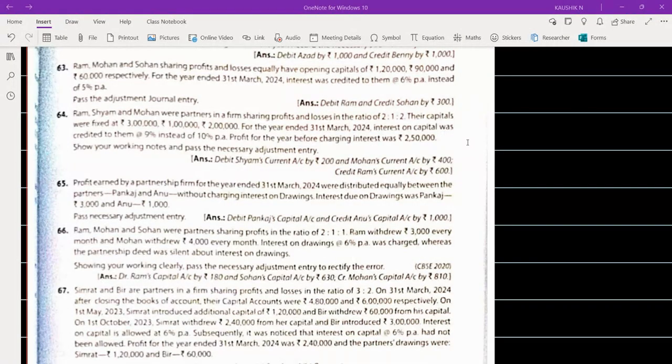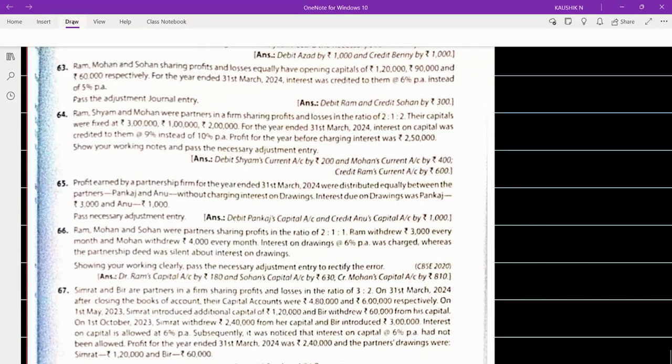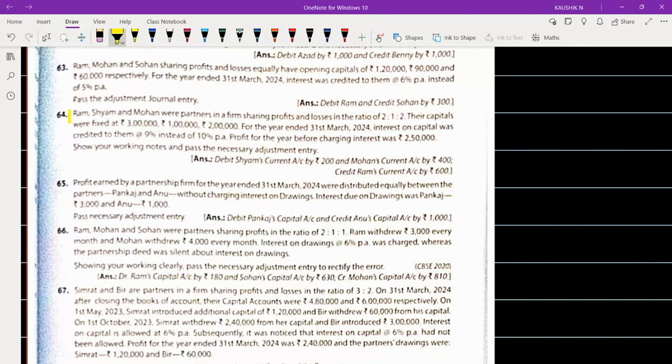Okay. So it is given very clearly that there are three partners by name Ram, Shyam, and Mohan. They share profit and losses in the ratio 2 is to 1 is to 2. And their capitals are fixed: 3 lakh rupees, 1 lakh rupees, and 2 lakh rupees. Always remember, when the information states that the capitals are fixed, it is easy for us to calculate interest on capital.